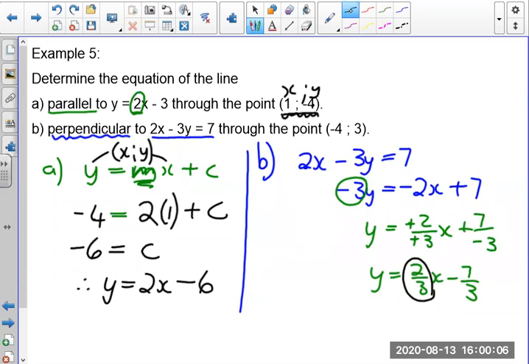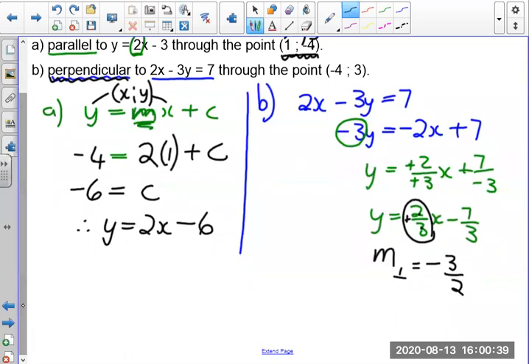But what do they ask me? The line perpendicular to that line. So if this gradient is 2/3, the gradient of the perpendicular line is, can you remember we said now, if the one line is positive, the perpendicular line will have a negative gradient. And if this gradient is 2 over 3, the perpendicular gradient will be the inverse, the reciprocal, 3 over 2. So now I have the gradient and I have a point.